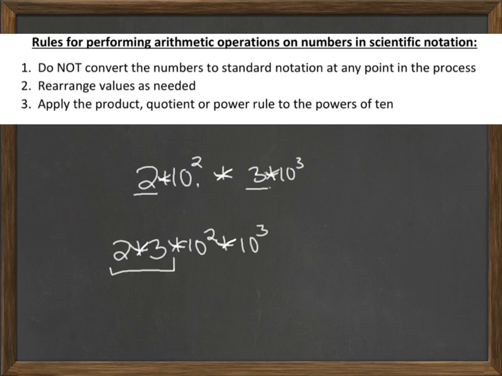Now, we can actually just do the arithmetic here. 2 times 3 is 6. That's pretty simple. Then, we can apply the product rule to 10 squared and 10 to the third power. Remember, the product rule says if you have the same base, you can add the exponents. And 2 plus 3 is 5. So the final answer would be 6 times 10 to the fifth power. So hopefully you can see that this method of doing things is actually a lot faster than converting to standard and then back to scientific notation.